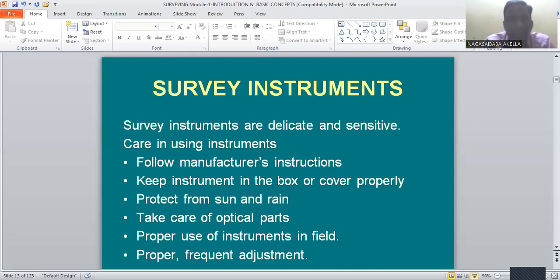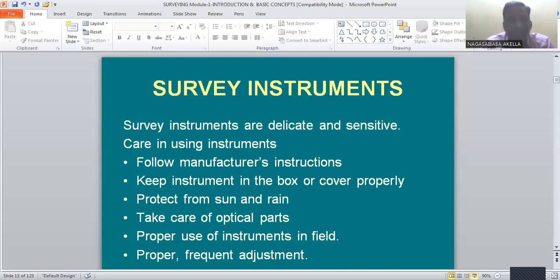Next, we have survey instruments. To do surveying, we need instruments. But these instruments are to be handled with utmost care, because they are very delicate and sensitive. These leveling instruments, these surveying instruments are very delicate and sensitive. So utmost care is to be taken while using these types of instruments. What we have to do is follow the manufacturer's instructions. For every instrument, we will get a manual. So read the manual and follow the manufacturer's instructions.